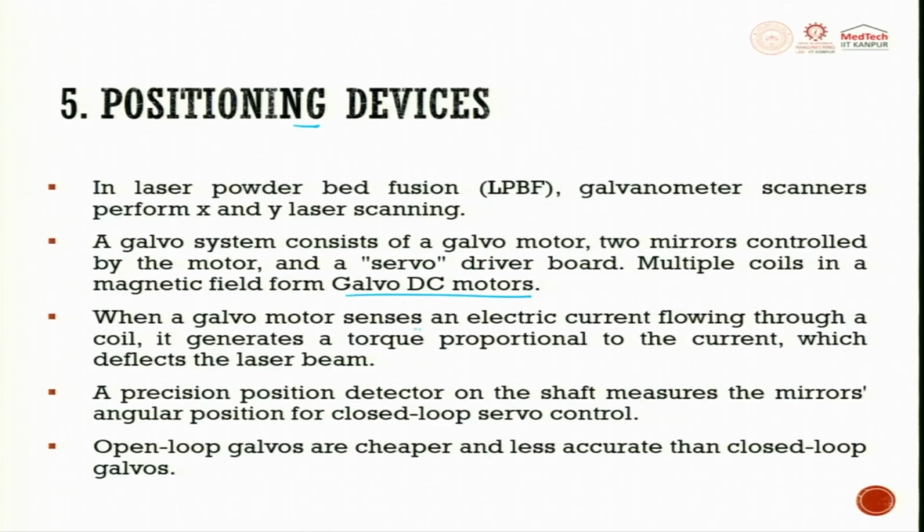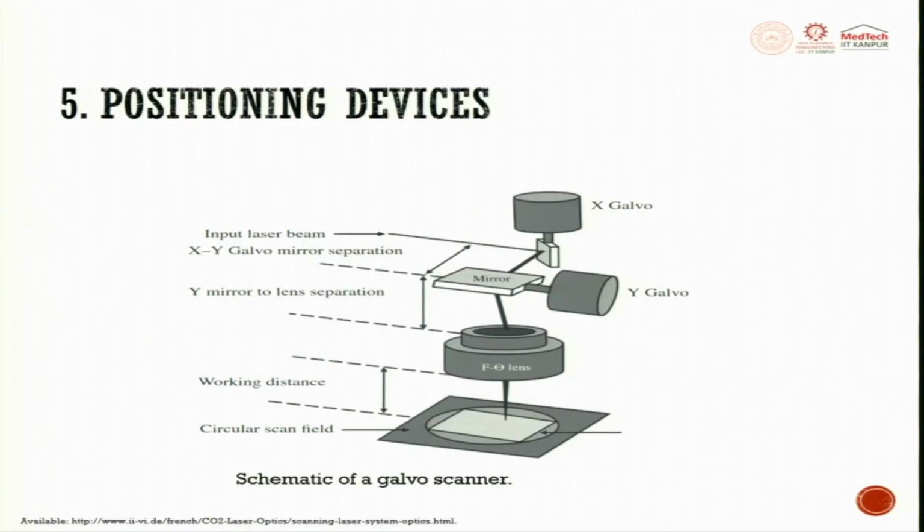When a galvo motor senses an electrical current flow through a coil, it generates a torque proportional to the current while deflecting the laser beam. This is very important, electric current flowing through the coil generates torque, and this deflects the laser beam. The precision position detector on the shaft measures the mirror angular position for a closed loop system. We can also use open loop system which is economical, but you have to compromise your quality. So, this is the galvo. So, this put together is called a galvo system.